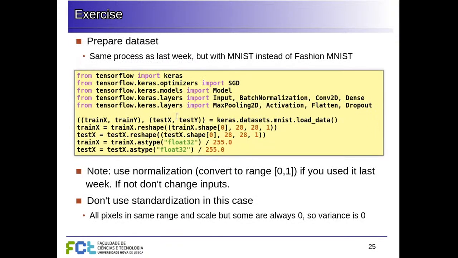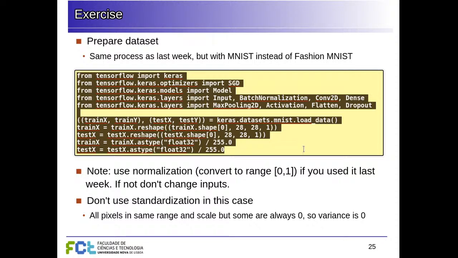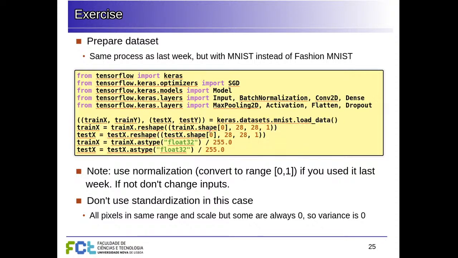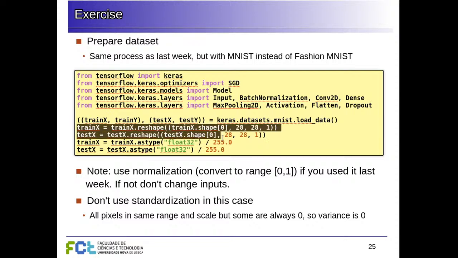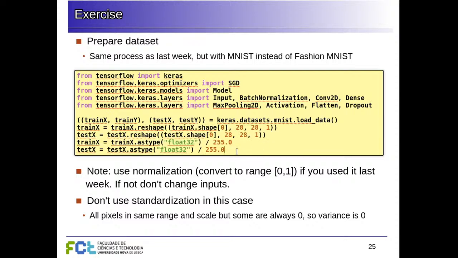So to do this, we're going to use the functional API, but we're going to start in the same way as we did last week. We're going to import the data set. Note that now it's the NIST again, not the fashion NIST that we used last week. We're going to reshape the images and rescale them.